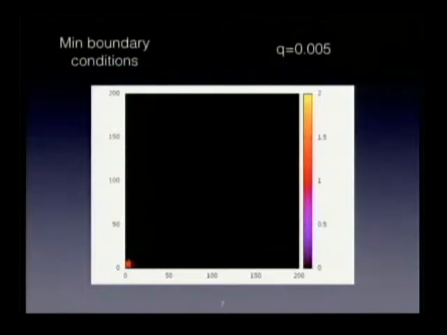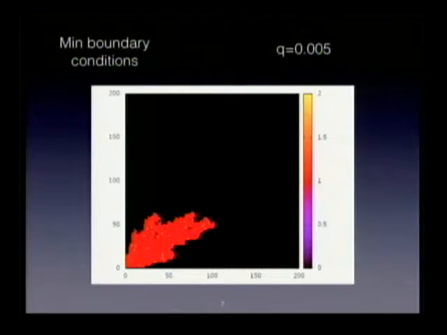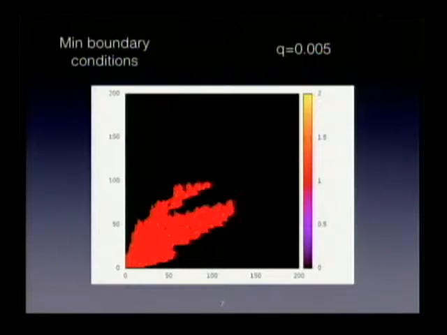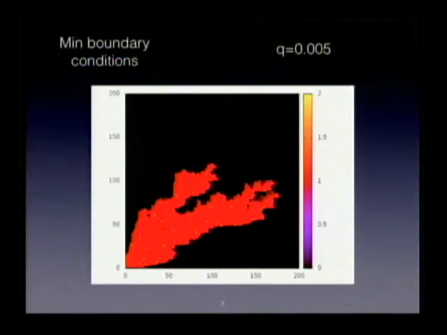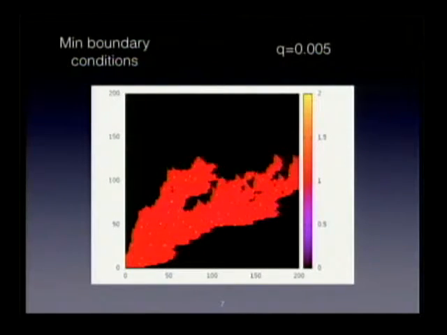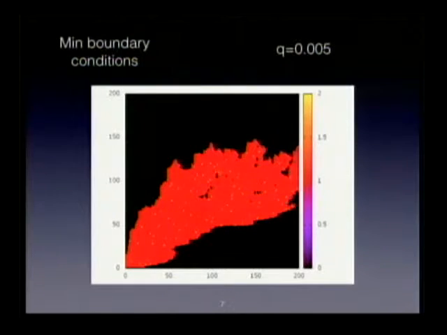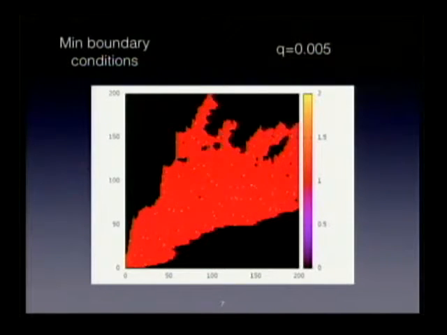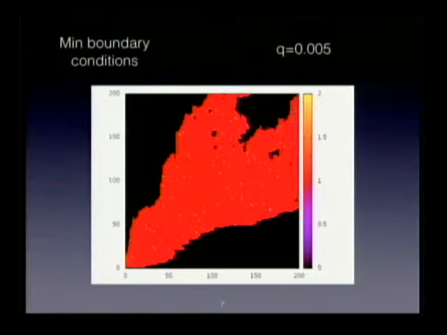So here is a little movie at q extremely small. The red region is the sites that have been updated. The yellow are the actual zeros that you see here. You see that there is a little bit like a tree structure.